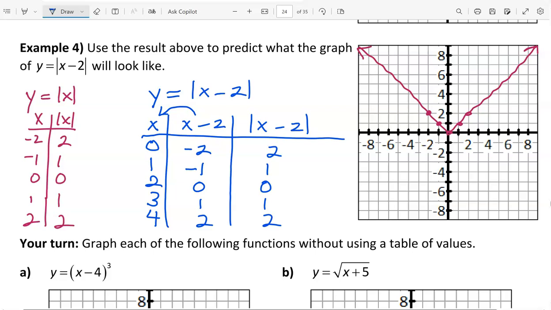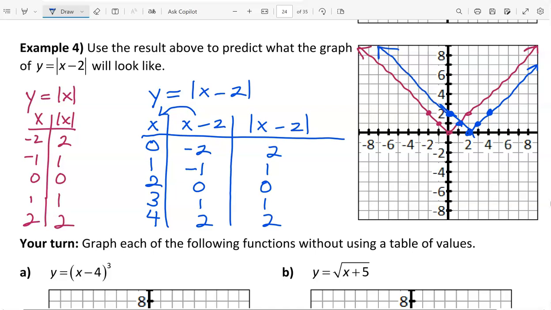So if x is equal to 0, the y value is 2. If x is 1, the y value is 1. Oops, and I need to graph that correctly. And then if x is 2, the y value is 0. So 2, 0, 3, 1, and 4, 2. And you'll notice that characteristic V shape is translated 2 to the right.